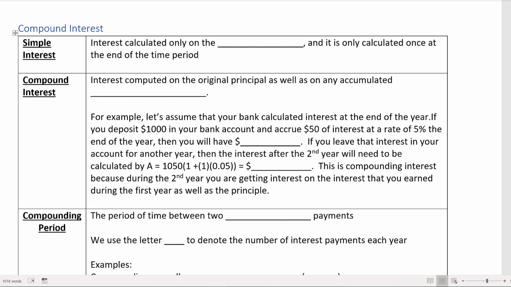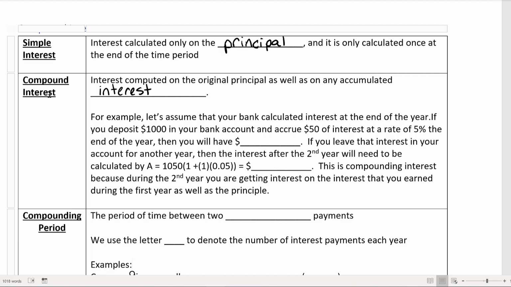Next, we're going to learn about compound interest. So remember, simple interest was the interest calculated only on the principal, and it is only calculated once, at the end of the time period. But compound interest is different. Compound interest is computed on the original principal as well as any compounded interest that you earn periodically.